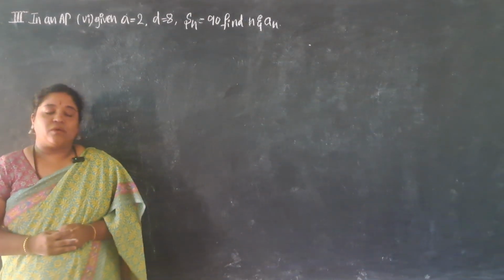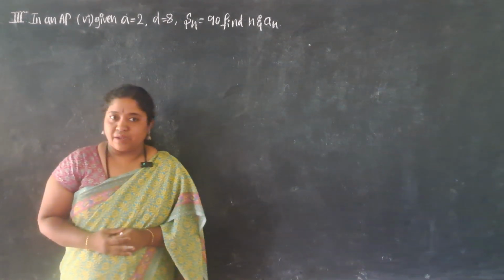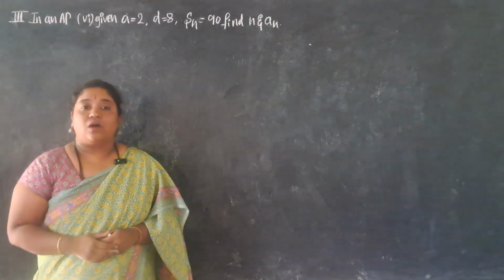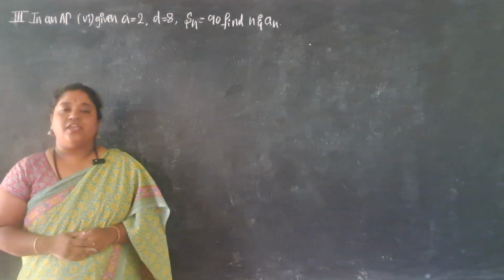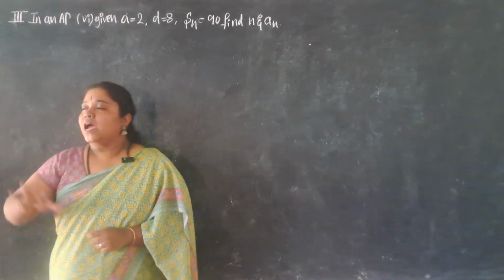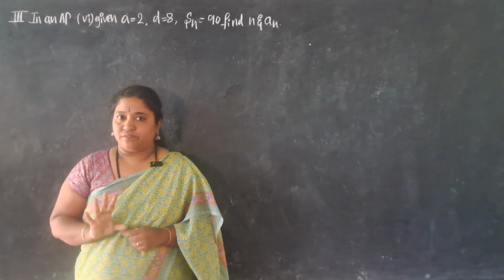So in Arithmetic Progression, we are now dealing with the sum of n numbers. In the third exercise, I have already dealt with the first 5 questions. If you have not watched them, links are provided in the description box, watch them. And now we'll move to the sixth question.